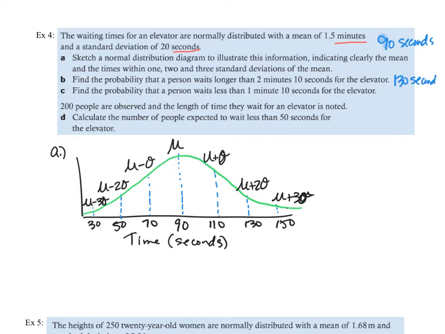Okay. So for letter B, let's let X represent the number of seconds that a person waits. So number of seconds waiting. Okay, so what we're asked to find in letter B is the probability that a person is waiting more than 130 seconds.